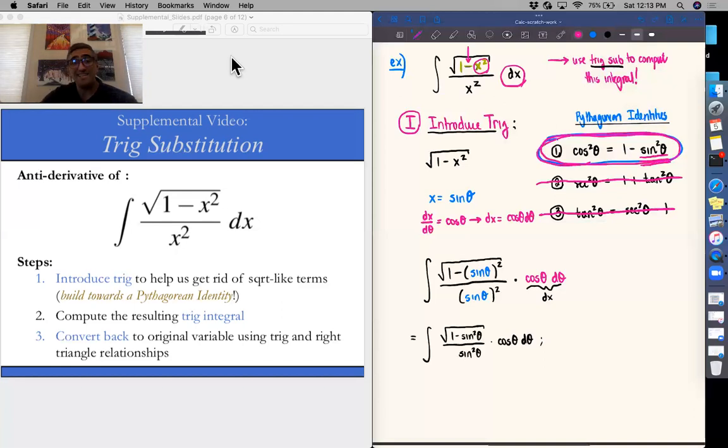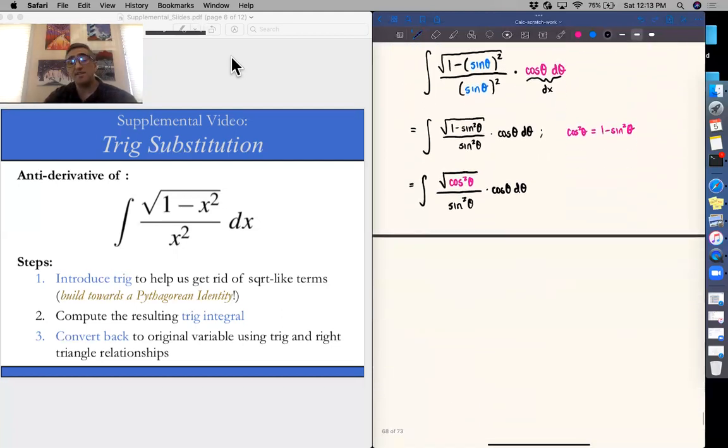substitution up above, or our identity up above, we know that cosine squared of theta is equal to 1 minus sine squared of theta. So under that square root, we have a 1 minus sine squared. We can replace that with a cosine squared. And we divide by sine squared of theta, and then multiply by cosine theta d theta. And this is where the trig substitution actually helps us out, because again, we have the square root of cosine squared. That'll just result in a cosine for us.